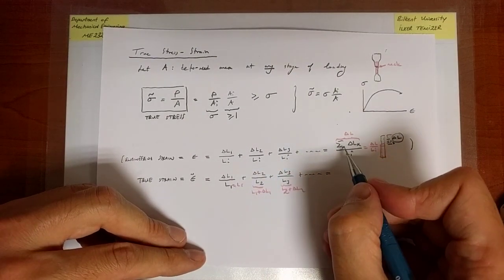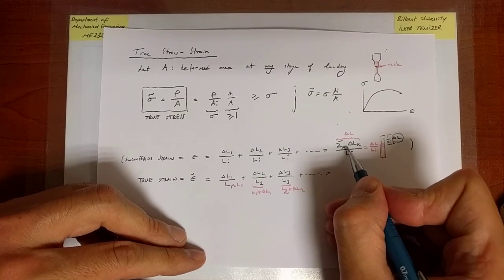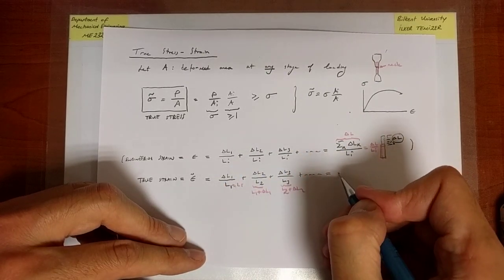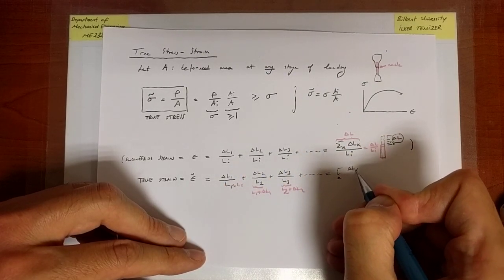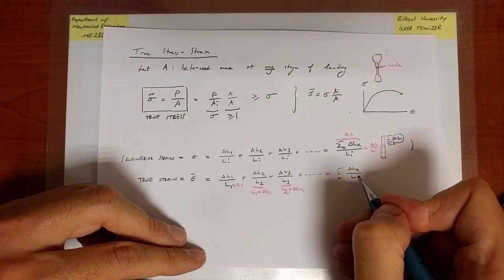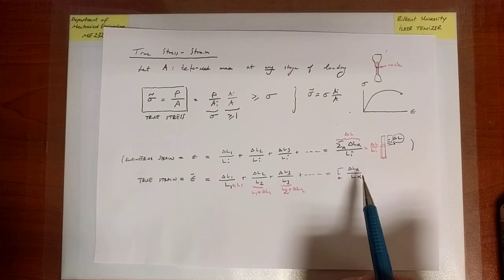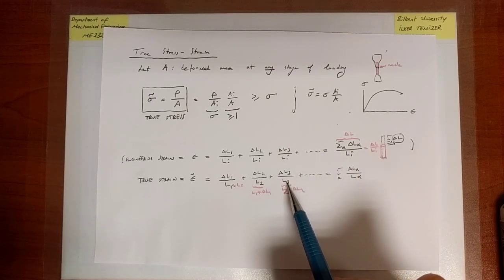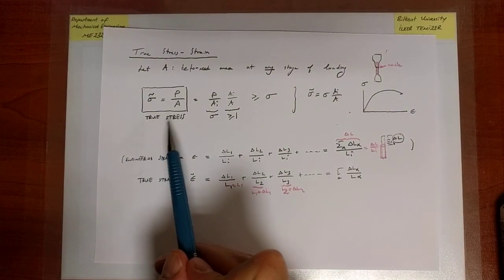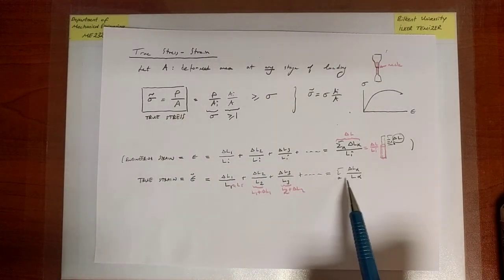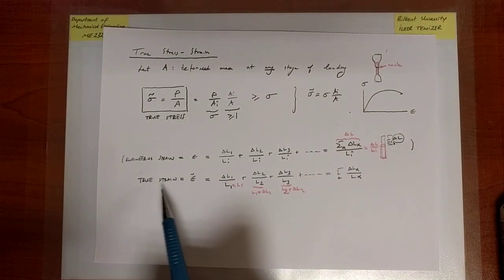So now, although the expression here is the sum over all delta L alphas divided by Li, here the expression that I have is the sum over alpha, delta L alpha divided by the current length L alpha. So now the expression is very similar, except that I'm dividing by the updated length. And in that sense, the motivation for true strain is the same as the motivation for true stress. I divide by the updated area, and here by the updated length at each step of loading. And now that is a definition for true strain.